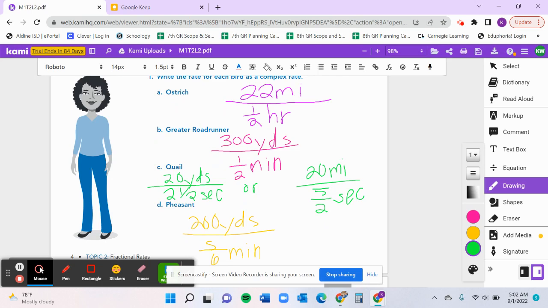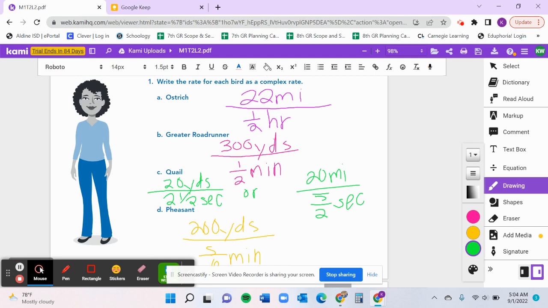22 miles per 1/2 hour. The great roadrunner, 300 yards in 1/2 a minute. The quail, 20 yards in 2.5 seconds. Or you also could have written this as 20 yards over 5/2 of a second. And then the pheasant, 200 yards in 5/6 of a minute.